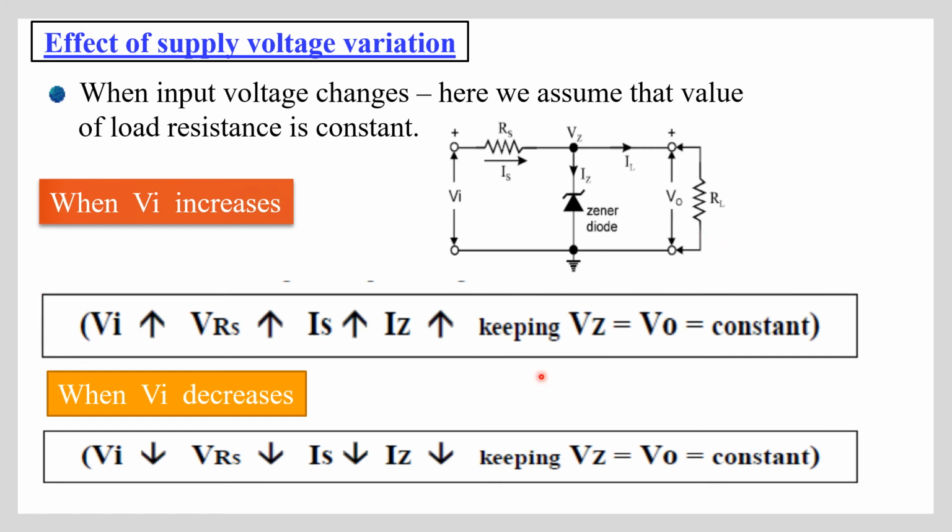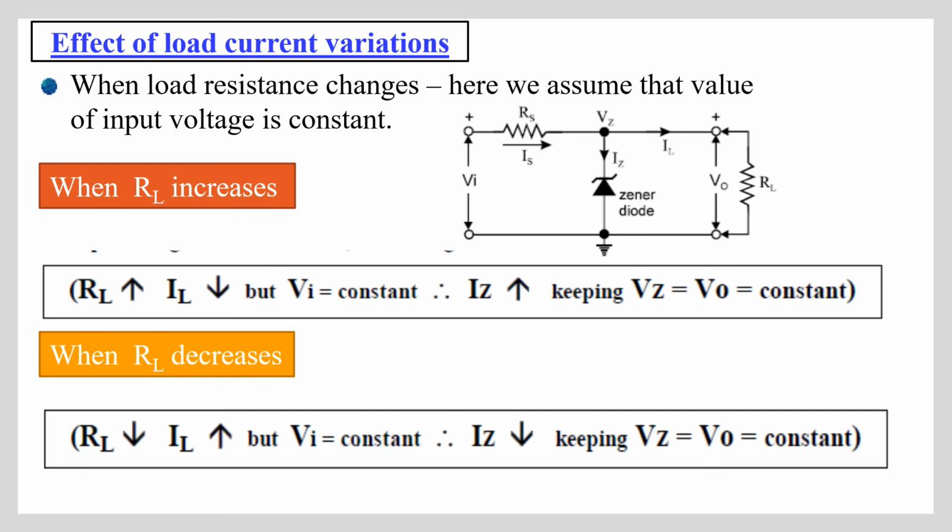See students, you should not write this as is, this is just the way to remember how you have to write in sentence form. When Vi increases, there is an increase in the voltage across Rs and the current across the Zener diode increases, but the load current remains constant, and therefore the output remains constant. So you have to write in statement form. Clear? So you have to write both conditions: when Vi increases and when Vi decreases.